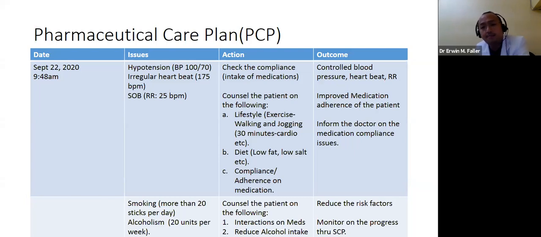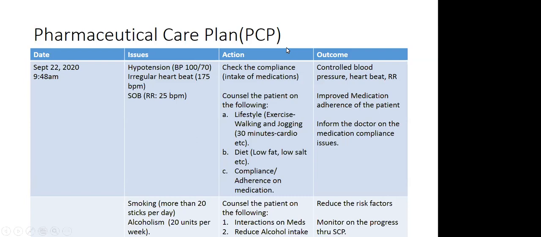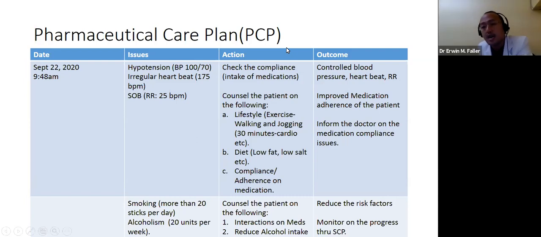Now, the main outcome of checking the compliance is that you'll be able to have controlled blood pressure, heart rate, and respiratory rate. And you'll be able to improve the medication adherence of the patient so that you'll be able to lessen potential hypotension, irregular heartbeat, and SOB. And lastly, you'll be able to inform the doctor of the medication compliance issues of a certain outcome.